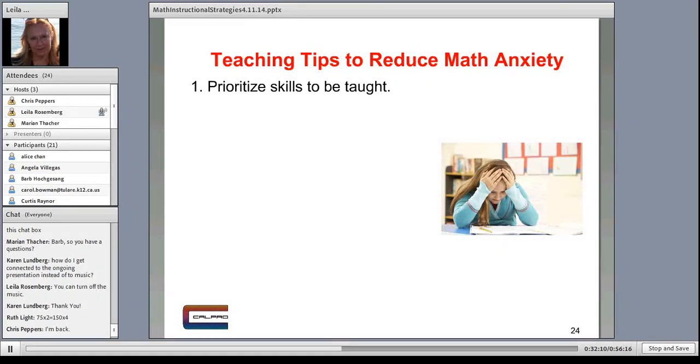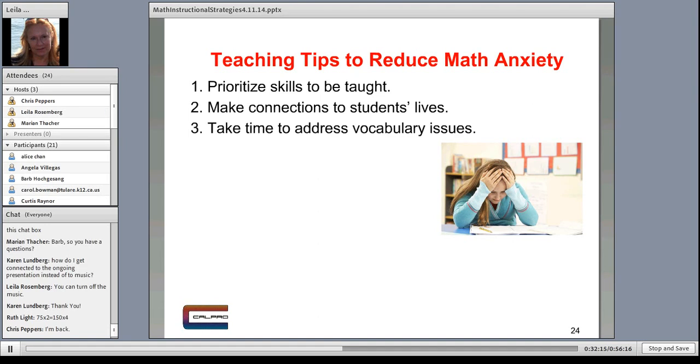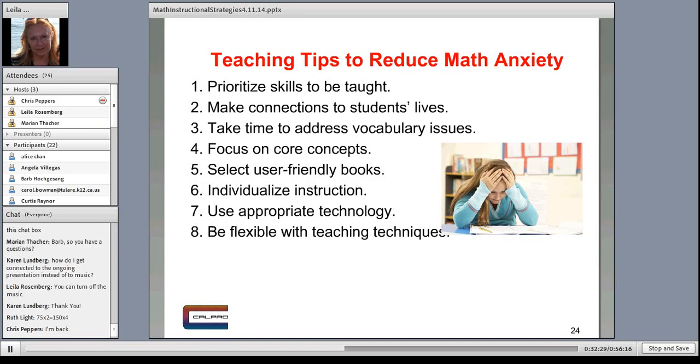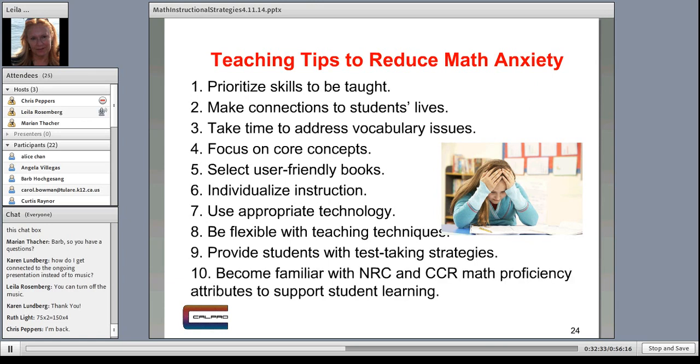Prioritize skills to be taught. Make connections to students' lives. Take time to address vocabulary issues. Focus on core concepts. Select user-friendly books. Individualize instruction. Use appropriate technology. Be flexible with teaching techniques. Provide students with test-taking strategies, and become familiar with the NRC and the CCR Math Proficient attributes so you can support your student learning.